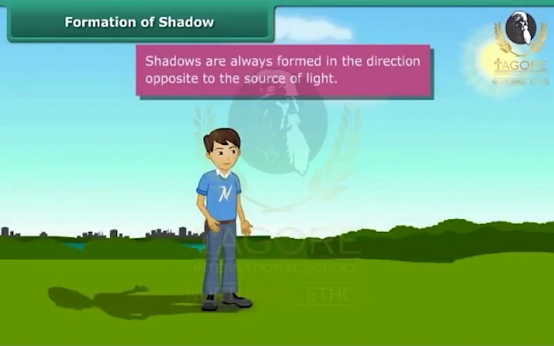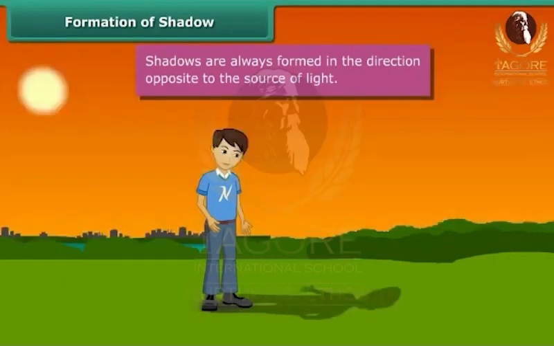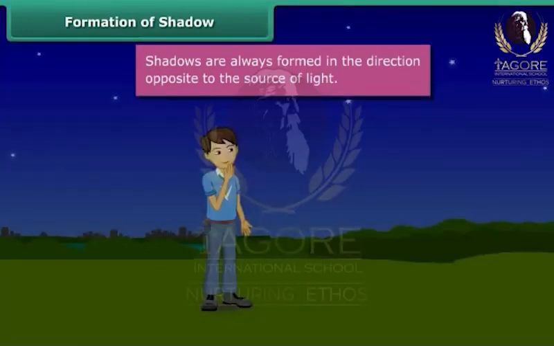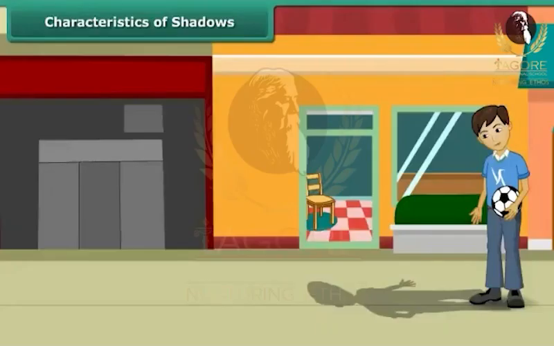Shadows are always formed in the direction opposite to the source of light. In the morning, since you were facing the sun, the shadow was behind you. In the evening, the sun was behind you, causing the shadow to be formed in front of you. When the sun sets, there was no light, hence there were no shadows.